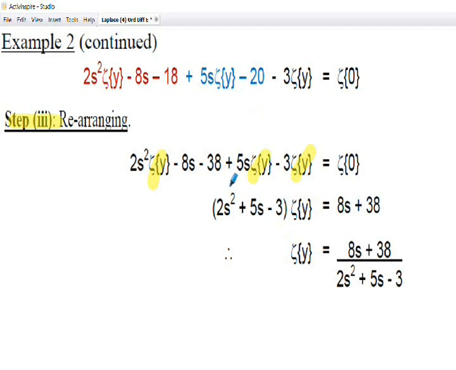So I can write the Laplace of y outside of 2s squared plus 5s minus 3 in the bracket. I add the 8s squared to both sides to get that on the right hand side, and I add the 38 to both sides to get that on the right hand side. The 38 comes from the minus 18 minus a 20. Final step here, to find the Laplace of y, make it the subject of the equation, I just divide both sides by the bracket, so dividing throughout by 2s squared plus 5s minus 3.